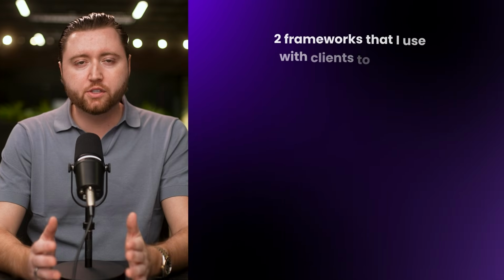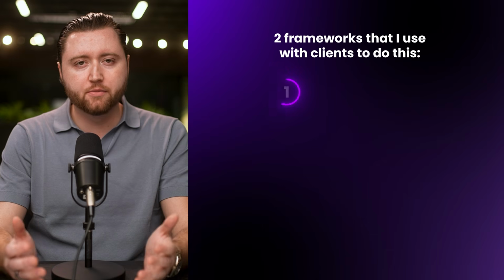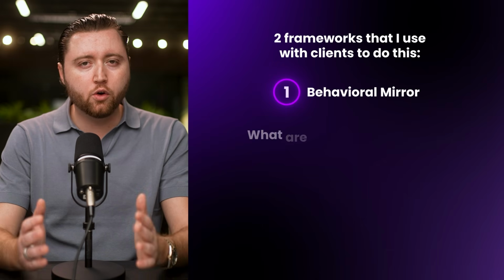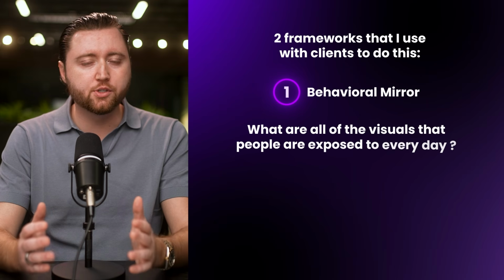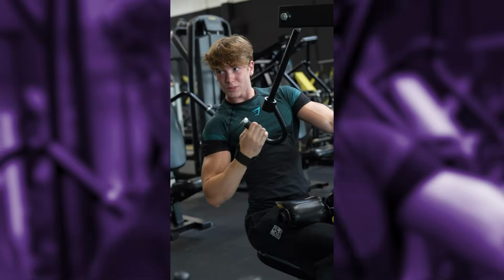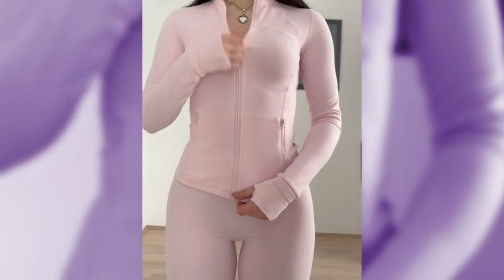So there's 2 frameworks that I use with clients to do this. The first one is a behavioral mirror. Think visual for a second. What are all of the visuals that people are exposed to every day? And when they see those, it triggers certain behaviors. So if it's gym clothing, what are the visuals they would be used to seeing when searching for gym content?